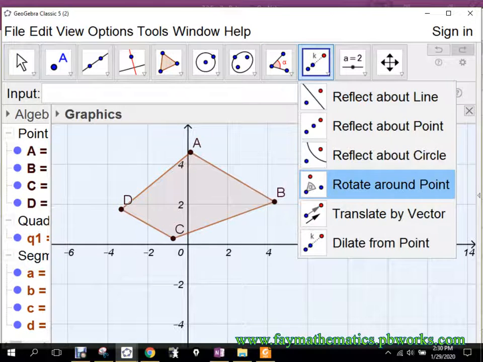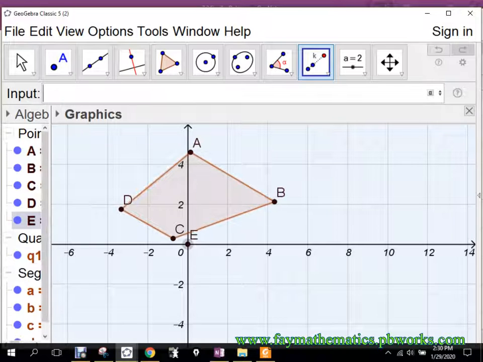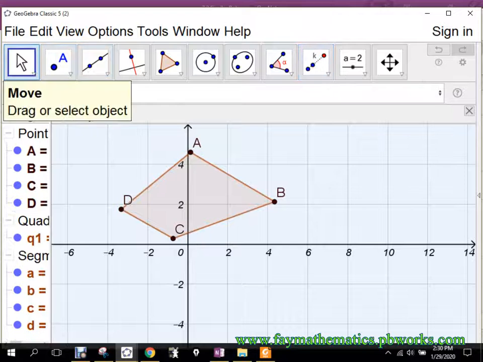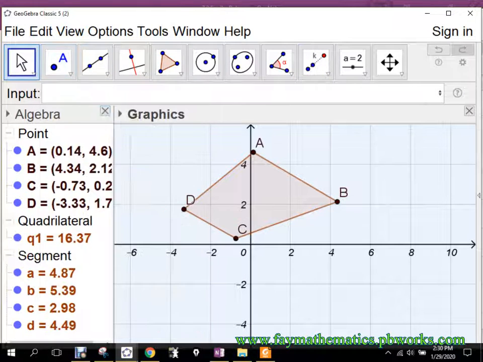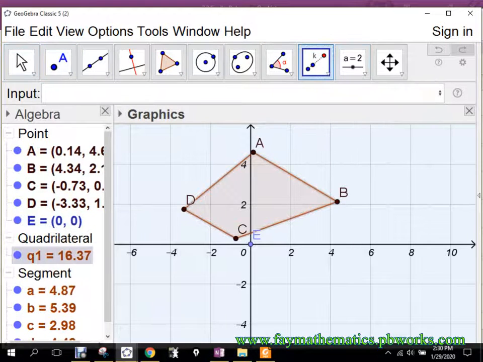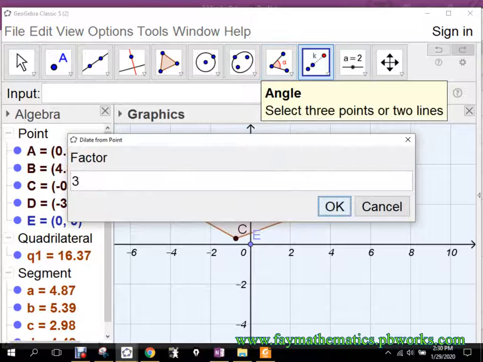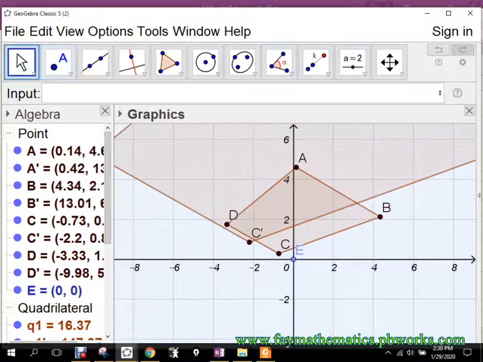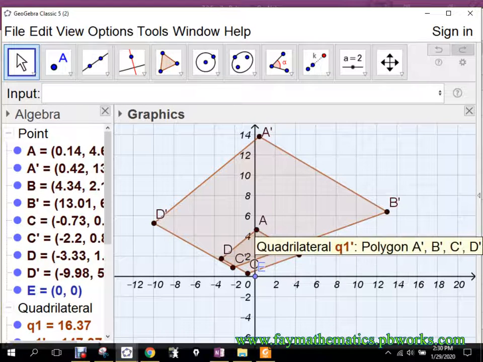I'm going to take that shape. I don't know why 0, 0 disappeared. Sorry, 0, 0. There we go. Take that shape, dilate it there. Let's say I want a scale factor of 3. So it makes a shape that all side lengths are 3 times as big. Does that make sense? Okay.